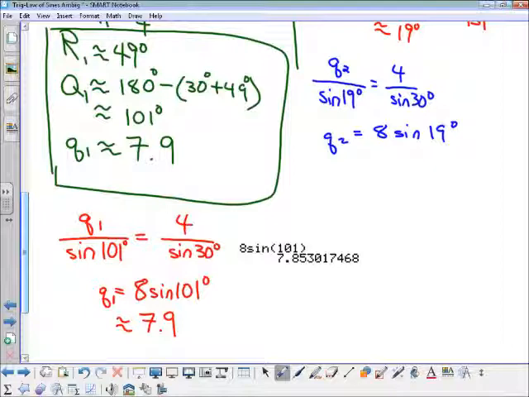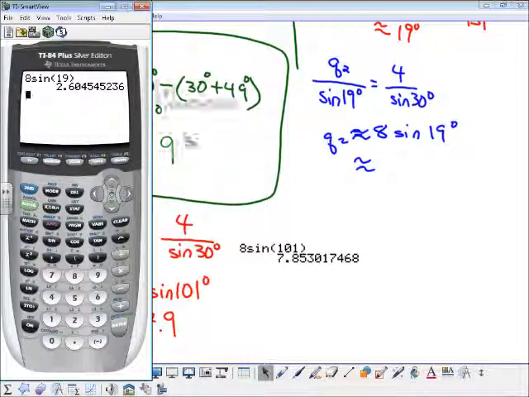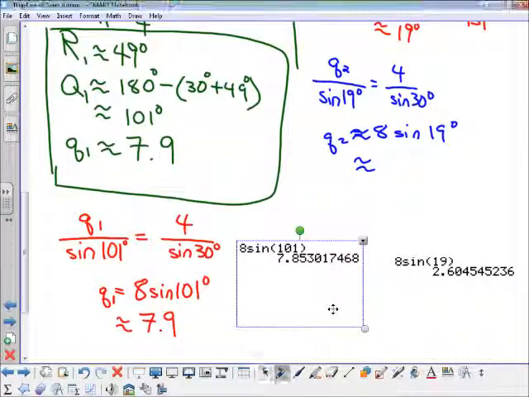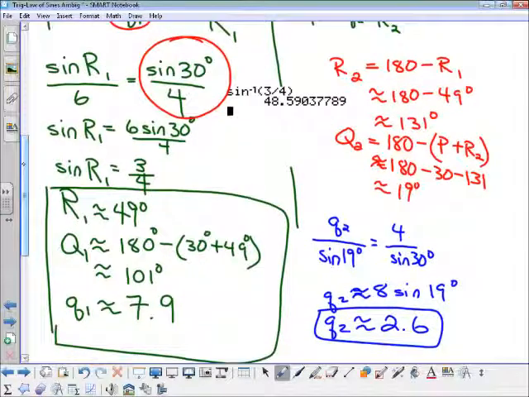And technically 19 is an approximation, so that should be approximately. Got to use the calculator because I don't know sine of 19 off the top of my head. Clear that out. 8 sine 19. Enter. We got about 2.6. So Q2, big Q2, and R2.